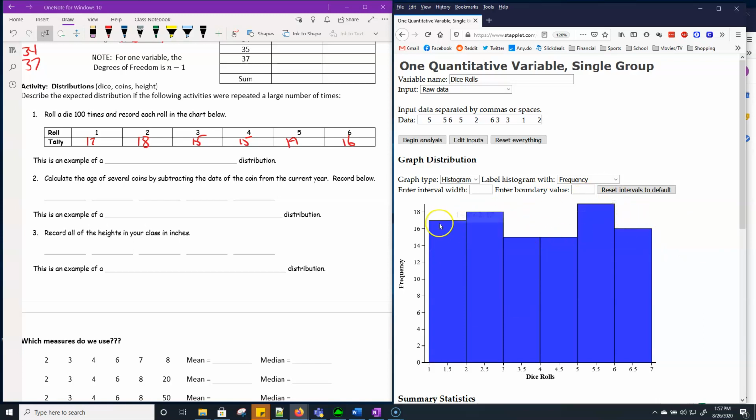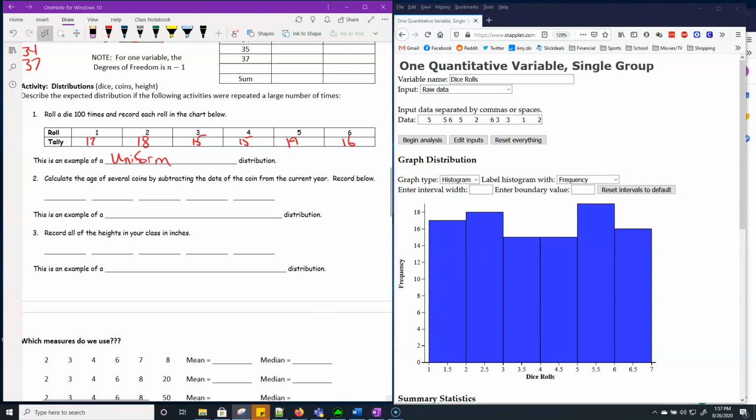And you'll notice they're all about the same, because you got the same chance of rolling each one. And when a histogram looks like this, where it's almost flat, that is called a uniform distribution. So this is a uniform distribution.